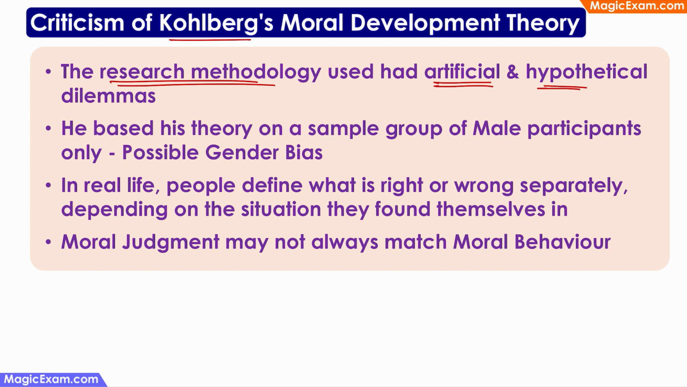Then there is a possible gender bias because all the participants who participated in Kohlberg's research group were male participants. So would female participants have answered the questions differently? So that might be a cause for gender bias. And in real life, people define what is right or wrong separately, depending on the situation. For example, a child knows that it is wrong to steal. But what if the child is very, very hungry? Then the child might justify that it is okay to steal only this time because I'm very, very hungry. So, what people define as right or wrong will depend on the particular situation and the context.